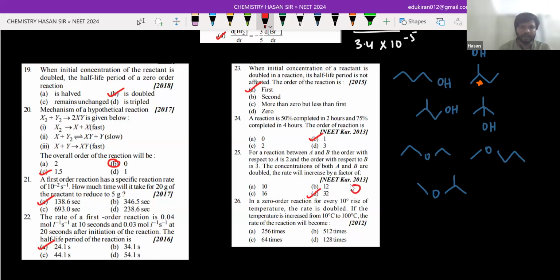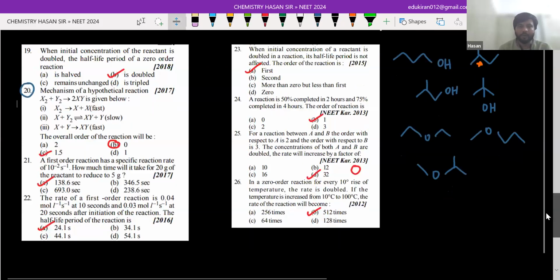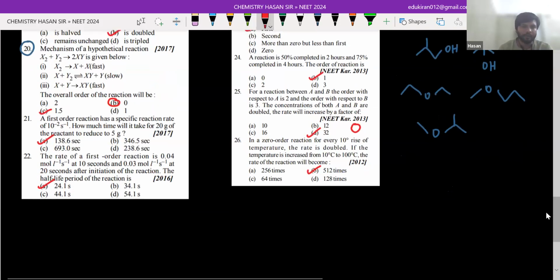And 26 is B, that is correct. So you have got two questions wrong. This is 20. So see, this type of question is very important. See how you are going to do it.